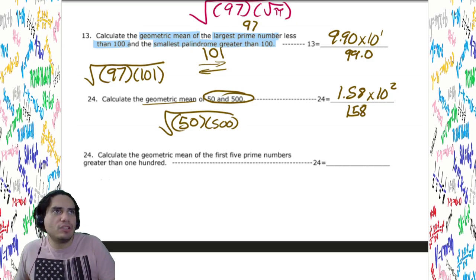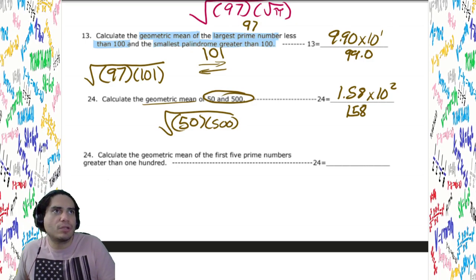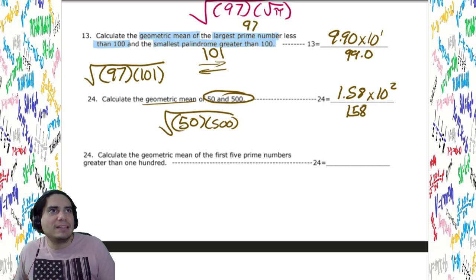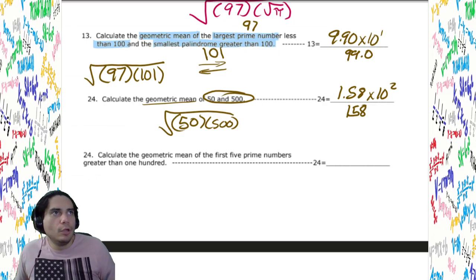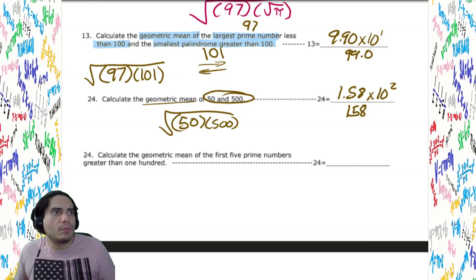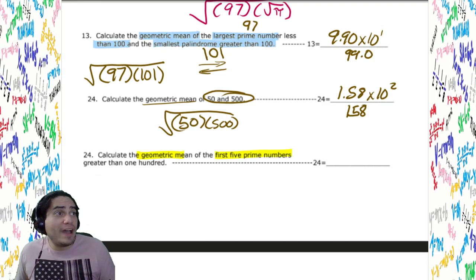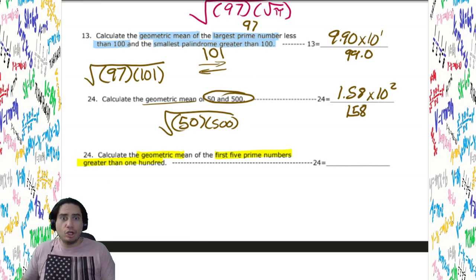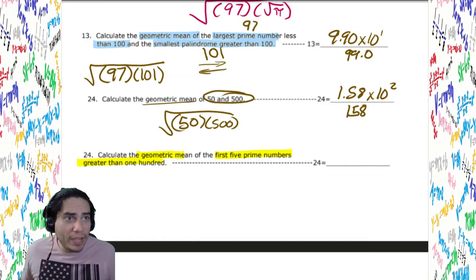Calculate the geometric mean. Ooh, I like this. Geometric mean here. Let me move this highlighter. I didn't like this highlighter where it is. Let me put it over here. We're going to go ahead and do the geometric mean of the first five prime numbers greater than 100. Ooh, this one's going to be good. First five prime numbers greater than 100.